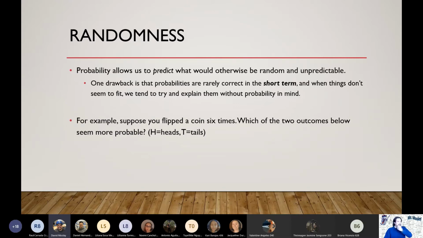Okay. And we'll see, for example, suppose you flipped a coin 6 times. Right? Which of the two outcomes below seem more probable? Right? We have heads is H, tails is T. Here's our two possibilities. Do you think the one on the left or the one on the right is more likely to occur? Please type your answer in the chat.